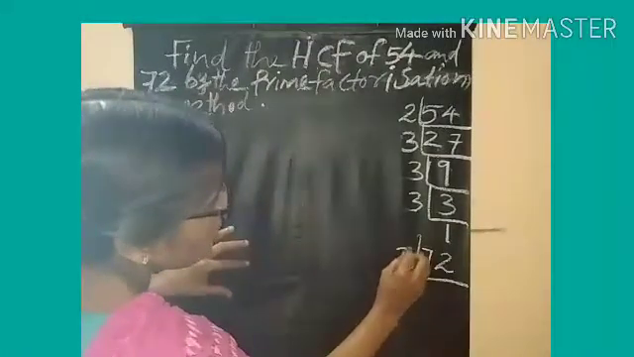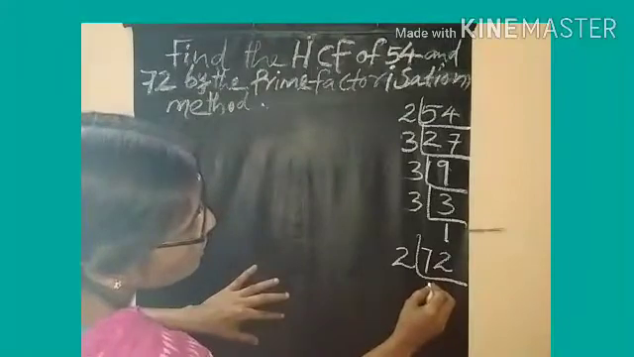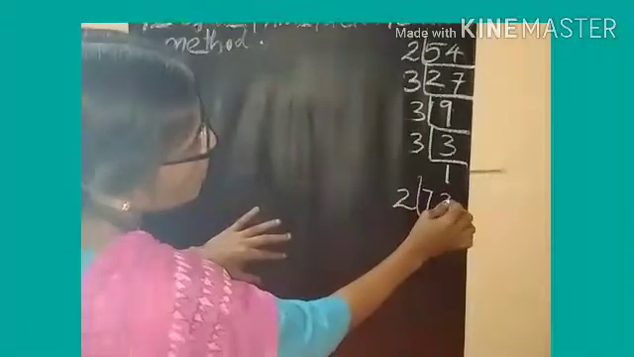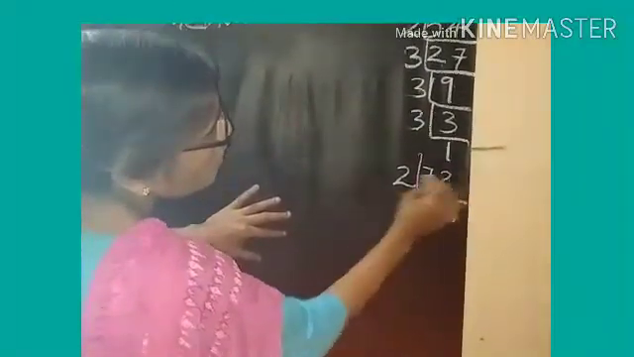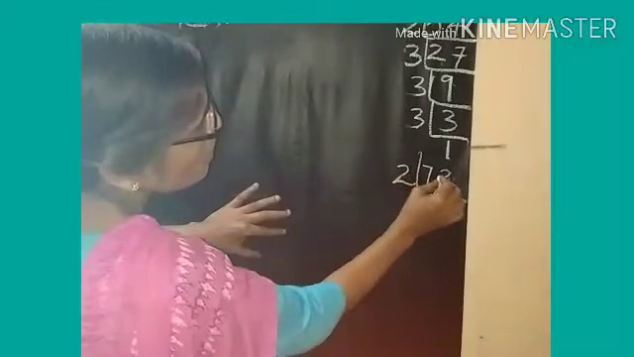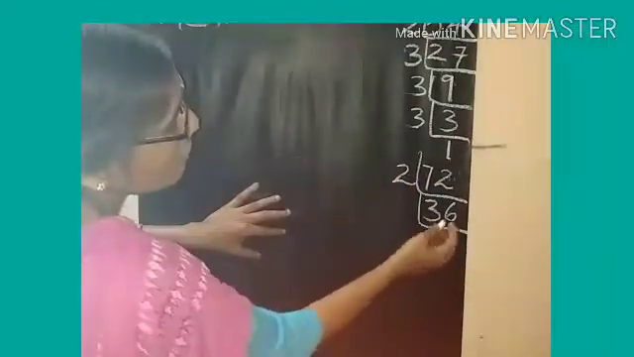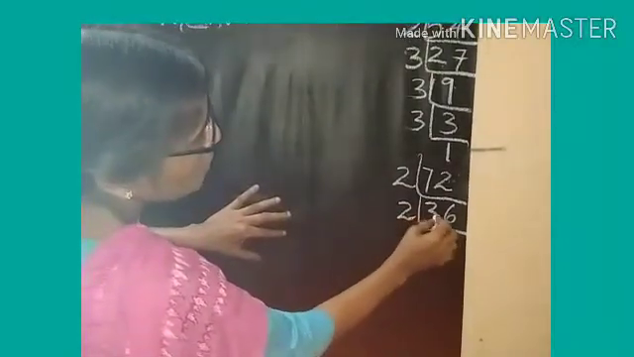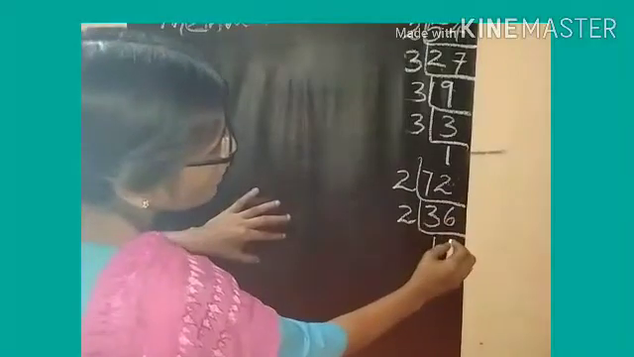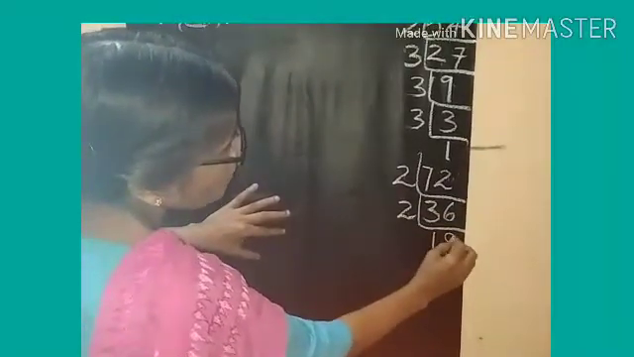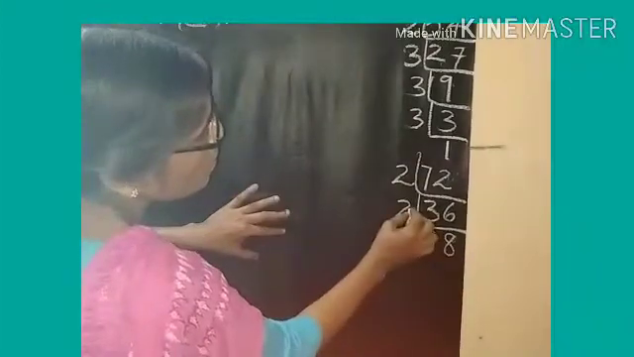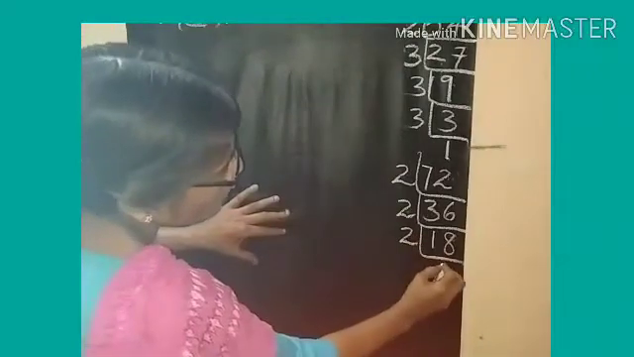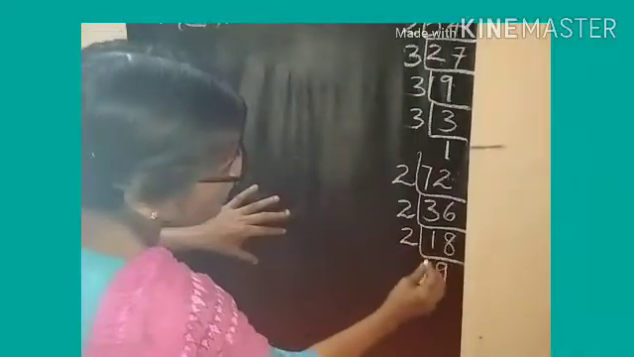72. Divide 72 by 2. Then 3 into 2, 6. Then 2 becomes 12. 6 into 2, 12. So, 36 into 2, 72. Then divide 36 by 2. 1, 2, 2. Then 6 becomes 16. 8 into 2, 16. Okay, 18 into 2, 36. Then divide 18 by 2. Then 9 into 2, 18.